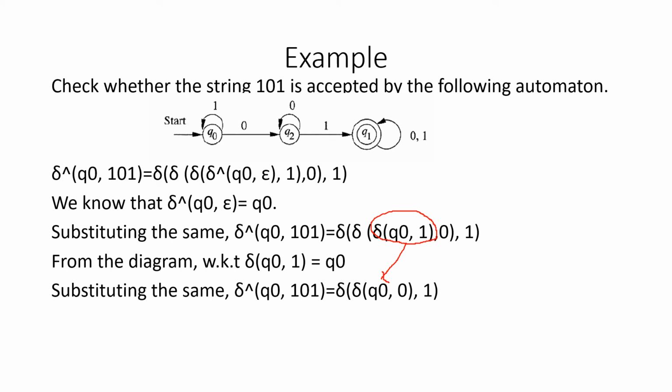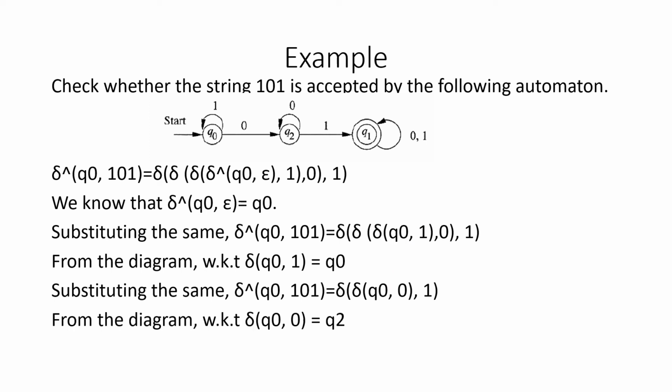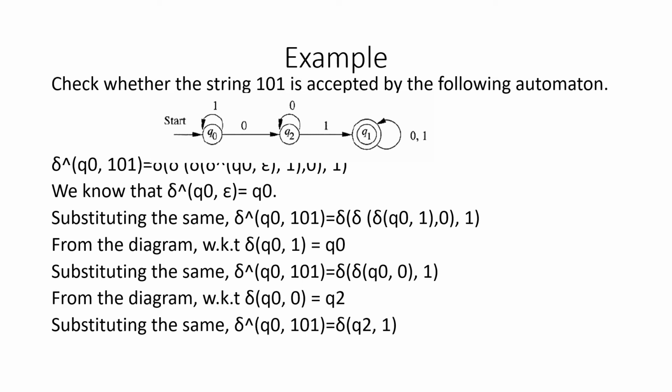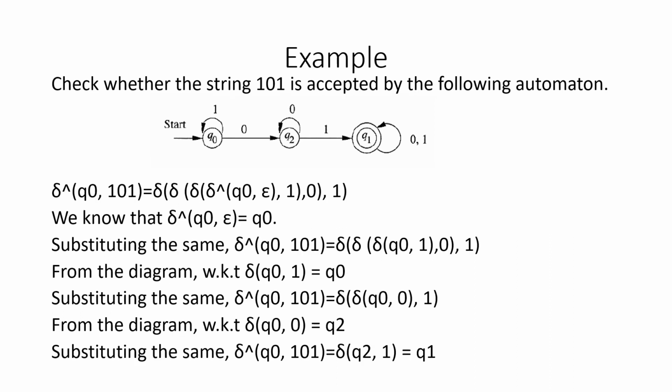Again what about q naught comma 0? From the diagram, it is inferred that q naught, when it scans the input symbol 0, goes to the state q2. Now again substitute it. So you will get q2 comma 1. So what about q2 comma 1? It is nothing but q1.